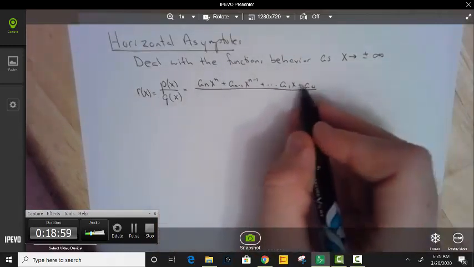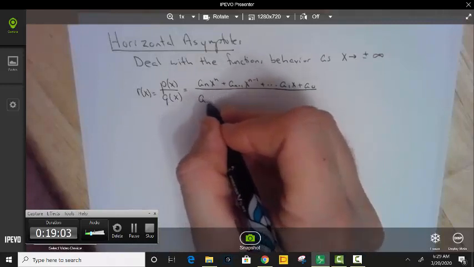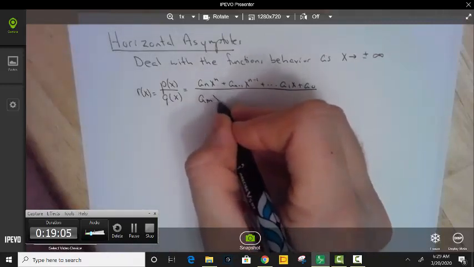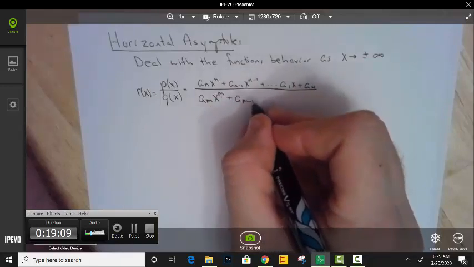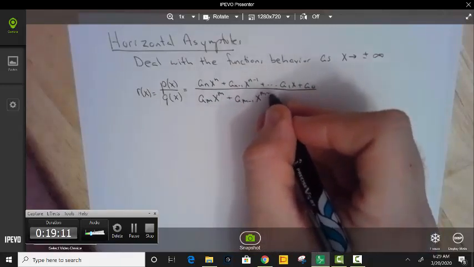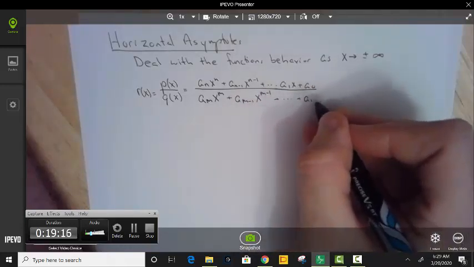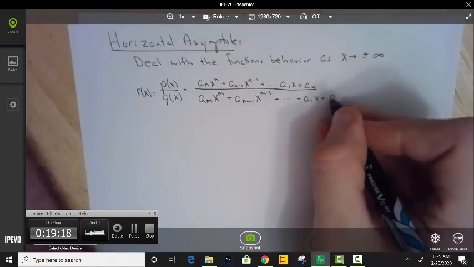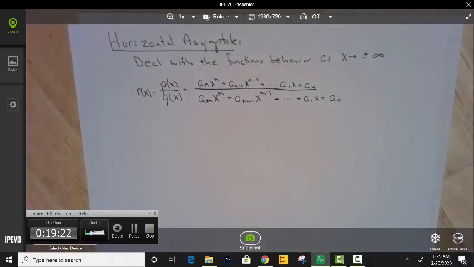Now, we can't use this same definition because it's a different polynomial function. But let's say q of x is a sub m x to the m power plus a sub m minus 1 x to the m minus 1 power. And that's going to go all the way down to a sub 1 x plus a sub 0, in context of the polynomial function q of x.